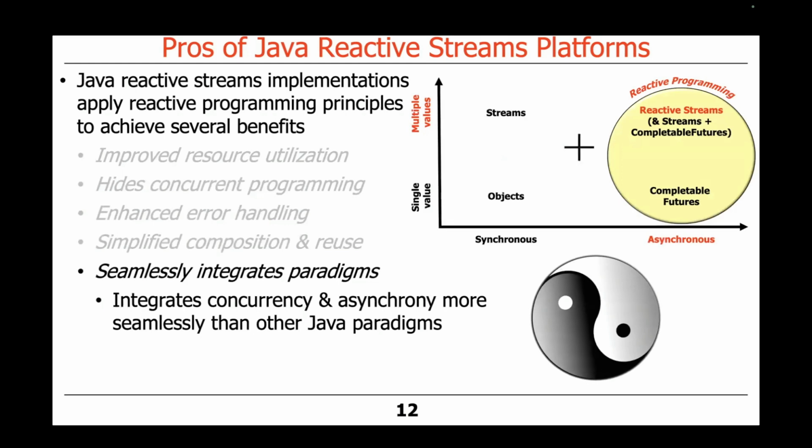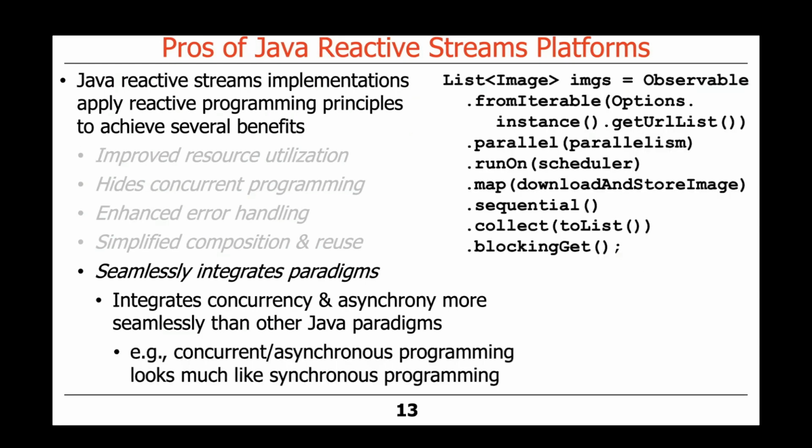And another cool thing that we get with reactive streams, which we don't get quite as nicely with other Java paradigms like combining completable futures with Java streams, is that it's integrated more consistently and seamlessly. We're integrating concurrency and asynchrony more seamlessly and in a more coherent manner, because it was done intentionally, than these other paradigms where things are more hybrid. So in effect, concurrent and asynchronous programming starts to look quite a bit like traditional synchronous programming, except things are taking place in the background.